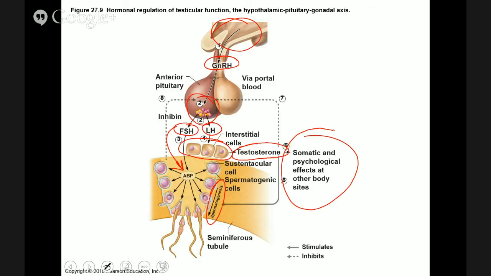But testosterone is also going to induce male secondary sex characteristics like the growth of pubic, axillary, and facial hair, deepening of the voice, thickening of the skin, increase in oil production, increase in bone and skeletal size and mass. And it also increases the basal metabolic rate and masculinizes the brain. So testosterone is going to have an effect on the entire body.